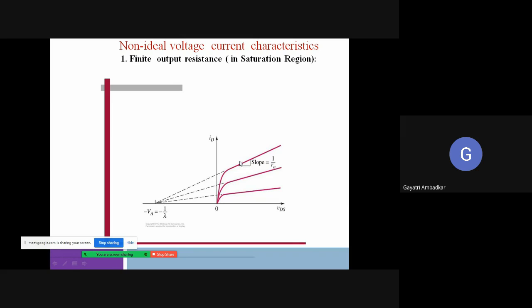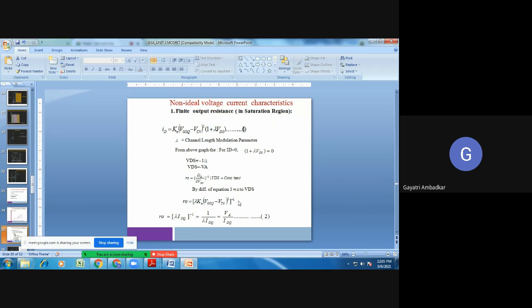If you extend this slope, you will find a point over here where the current becomes 0. Here I have shown the value of voltage at this point, which I am calling VA. It is equal to 1 by lambda, minus, because it is on this side. So minus VA is equal to minus 1 by lambda. Now in short, I will try to explain how this is. To understand this, what is required is channel length modulation.